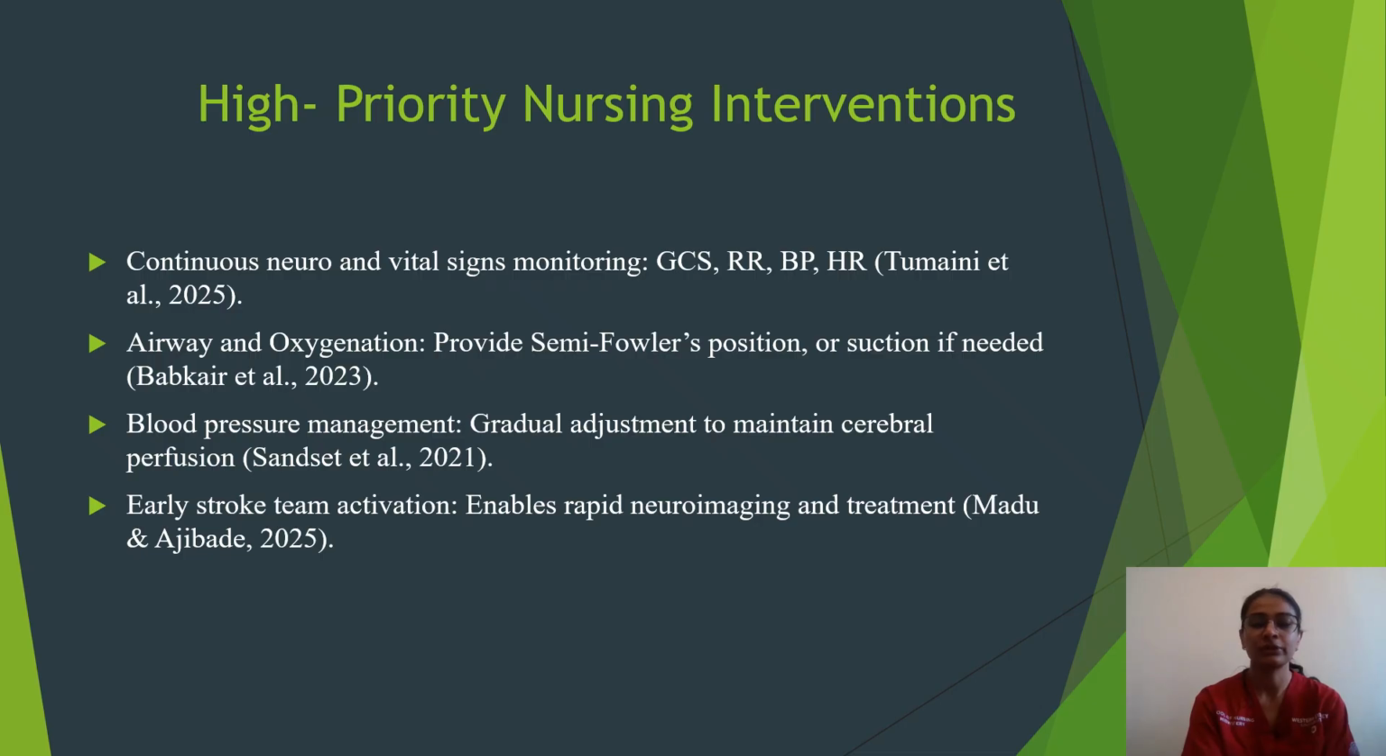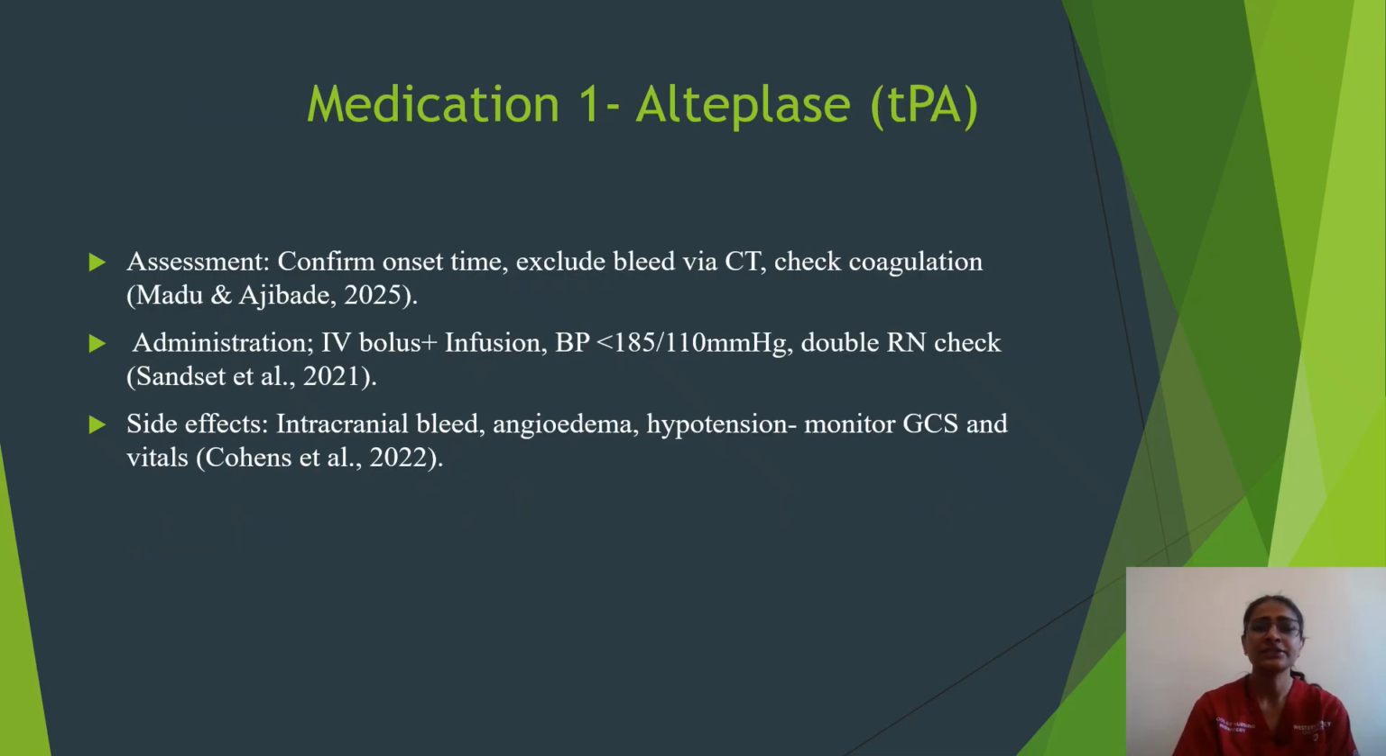Madhu and Ajibe 2025. First medication is alteplase, tissue plasminogen activator. Assessment: first we have to confirm onset timing, exclude bleed via CT scan, check coagulation factors, Madhu and Ajibe 2025. Administration through IV bolus plus infusion. Blood pressure always less than 185 over 110 mm Hg. Double RN check, Sunset et al. 2021. Side effects of alteplase are intracranial bleed, angioedema, hypotension. Monitor GCS and vital signs.